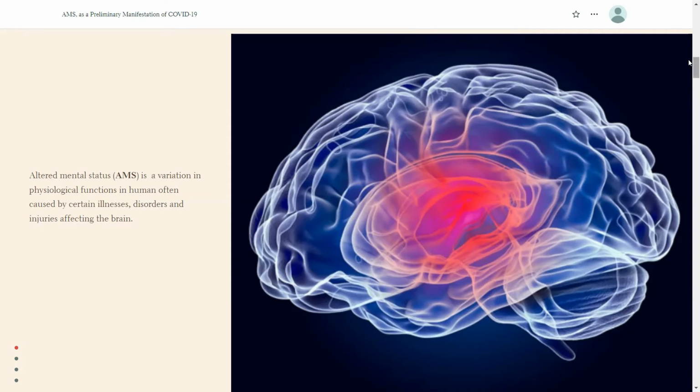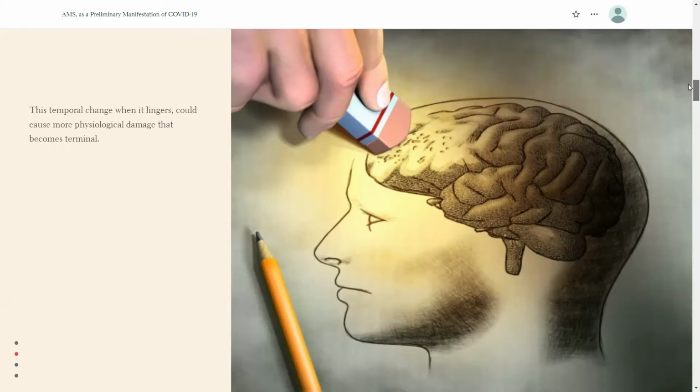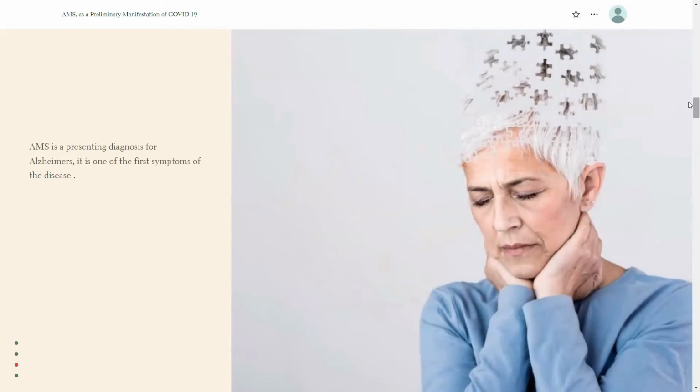Now, what does this altered mental status do? It reduces the mental capacity of a person, in as much as it erases those mental capabilities that have been developed by persons over time. It gently erases them, though it is temporary, but it has the great capability of being permanent. And when altered mental status becomes permanent, it has a presentation of Alzheimer's disease.